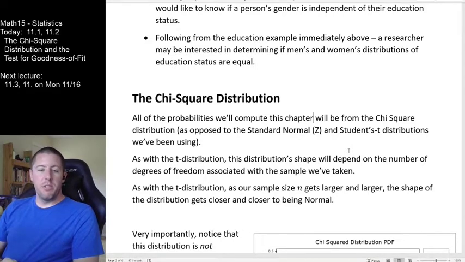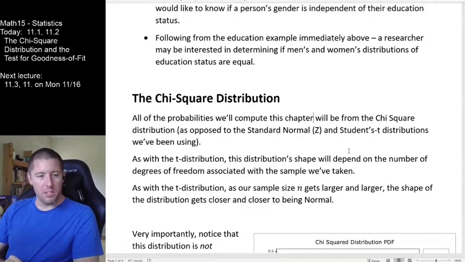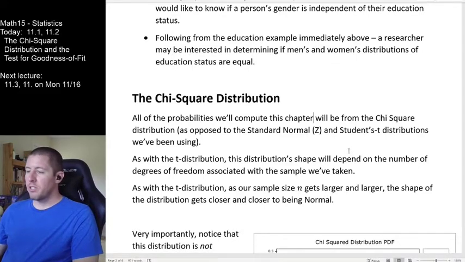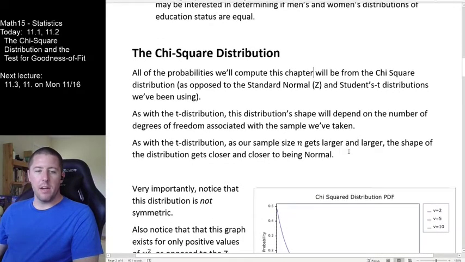As with the t-distribution, the chi-square distribution will also have the property that as our sample size gets larger and larger and larger, the shape of the chi-square distribution and the shape of the t-distribution both will become closer to being a normal distribution. And we'll be able to actually see a good graphical representation of that here in 1 minute.